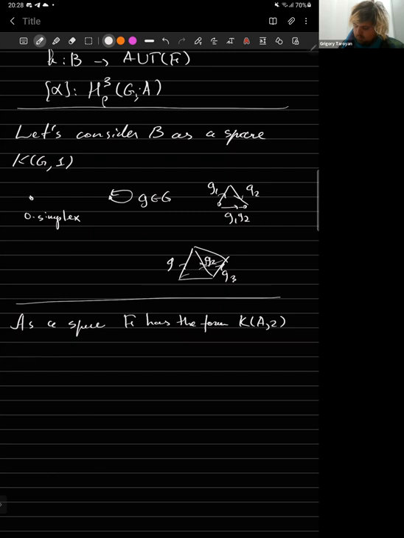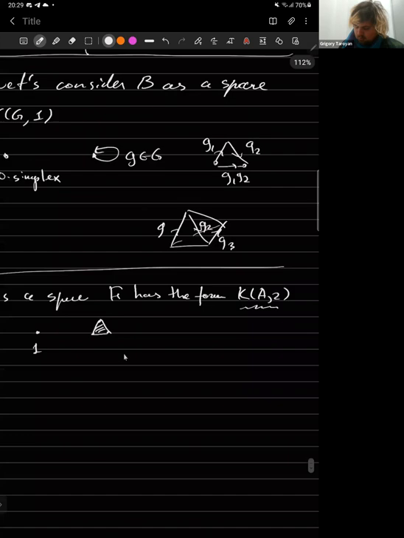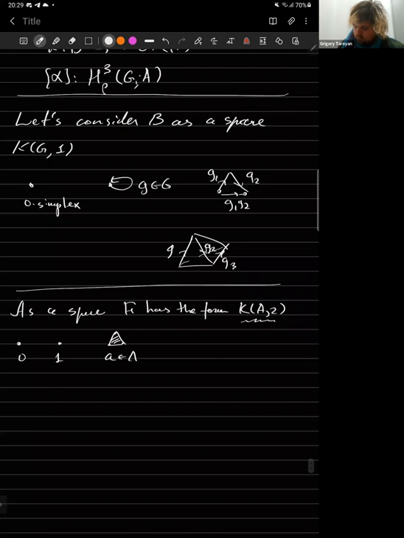So it has the form of Eilenberg-MacLane space, but with shifted degree, and we can describe its simplicial structure. So we have one zero simplex, one simplex, we have elements. We have triangles labeled by elements of A, and we have tetrahedra for equations of this form.